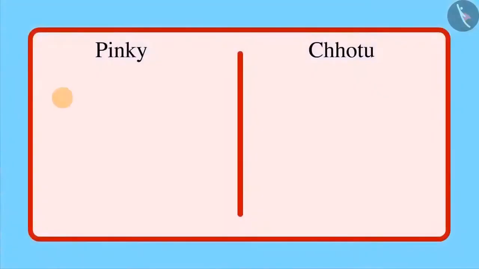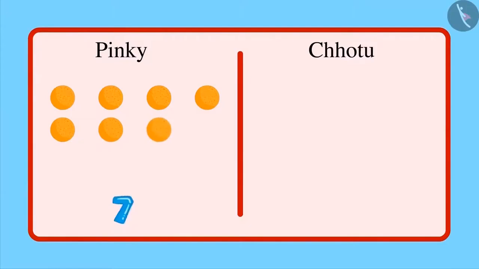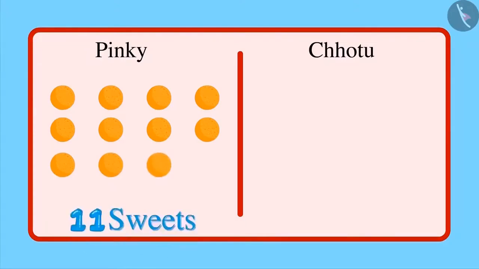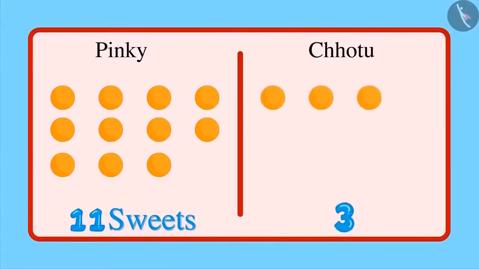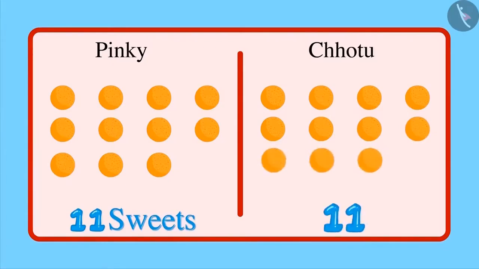Okay, Chotu. 1, 2, 3, 4, 5, 6, 7, 8, 9, 10 and 11. There are 11 sweets in your plate. Okay, Chotu. Now you count the number of sweets in your plate. 1, 2, 3, 4, 5, 6, 7, 8, 9, 10, 11.